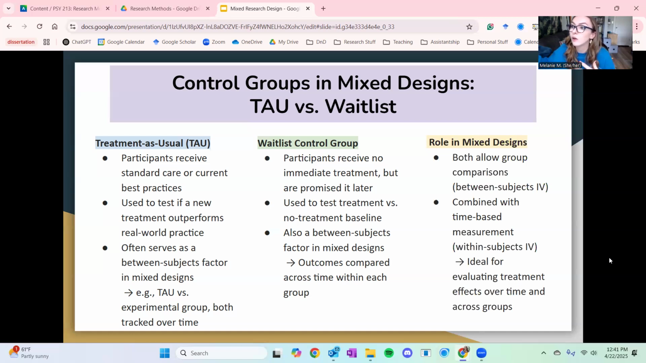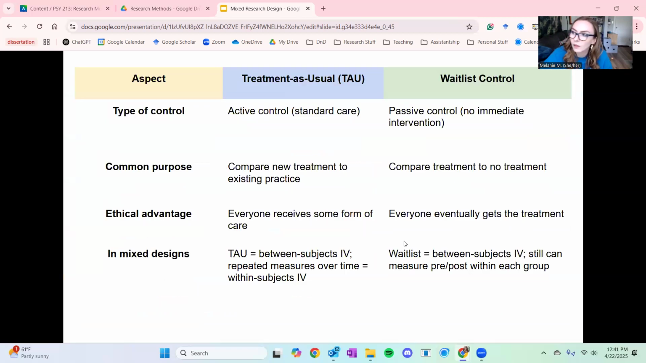So I can say, okay, here's what happens when they have no treatment in that waitlist control. Here's what's happening when I'm not messing with anything. This is just how they normally treat it. That's my treatment as usual. And then I can manipulate all of the other components that I want to and test for those effects, especially over time. So both of them can be a part of a mixed factorial research design.